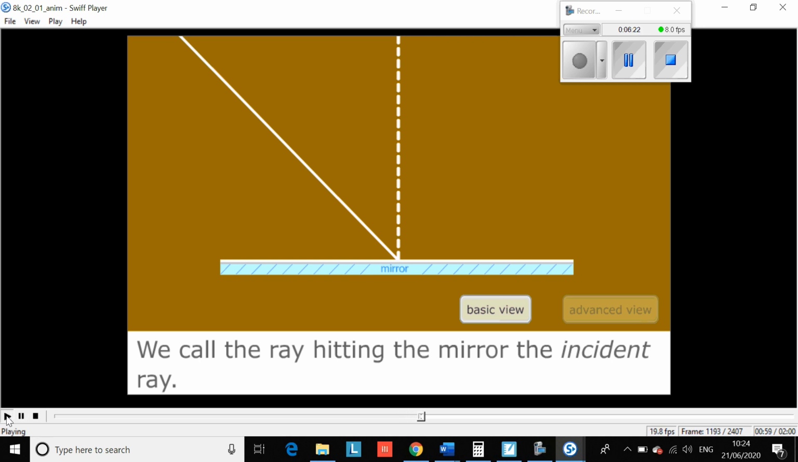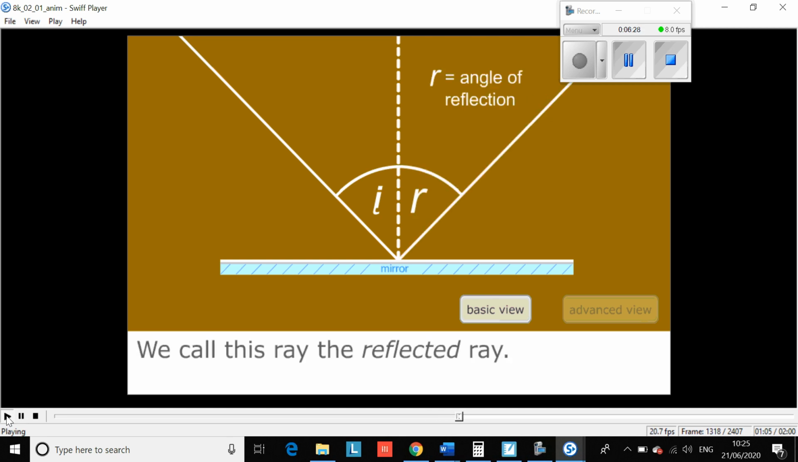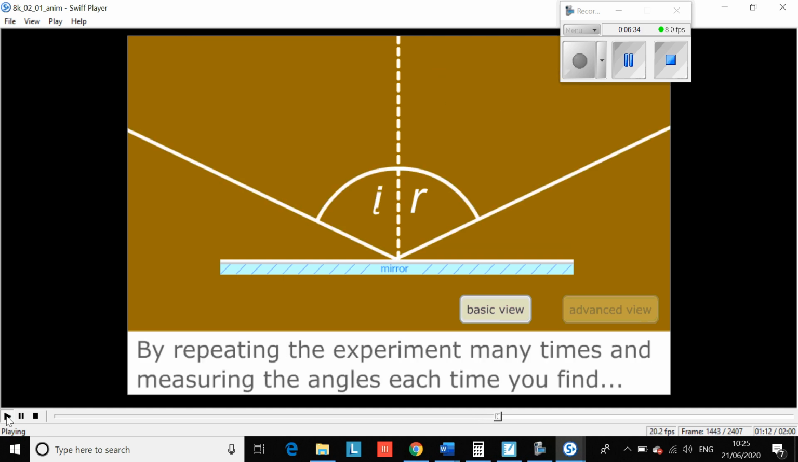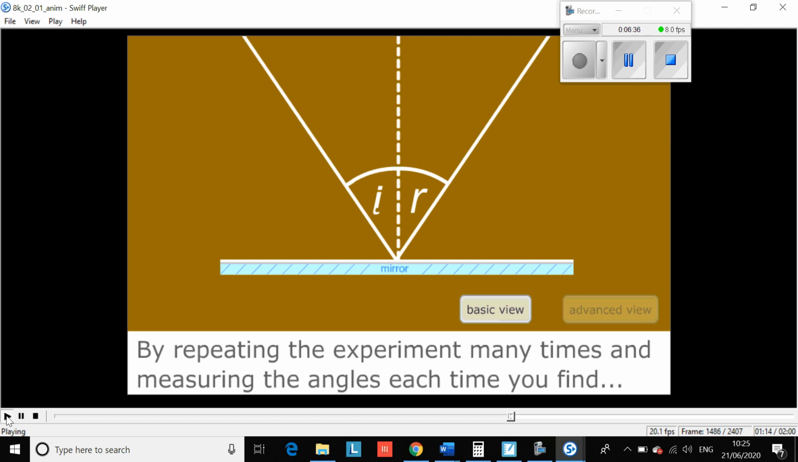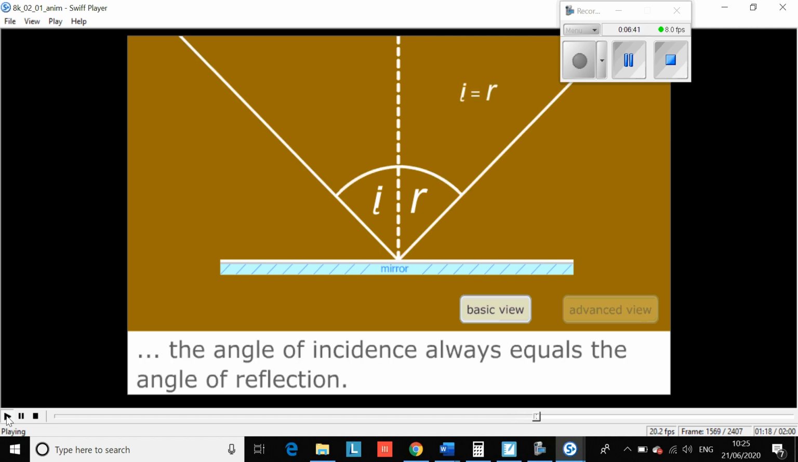So we measure that angle and we call that the angle of incidence. So that's a little i. And then we do the same thing on the other side, the reflected ray, that's the angle of reflection. And hopefully, if we repeat the experiment, we'll start to see what the pattern is. Okay, so the angle of incidence always equals the angle of reflection.